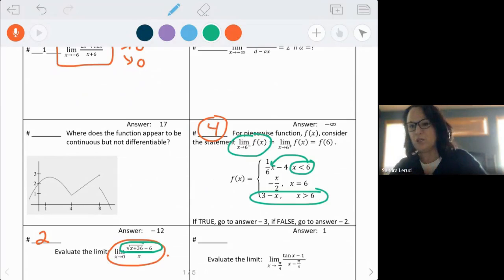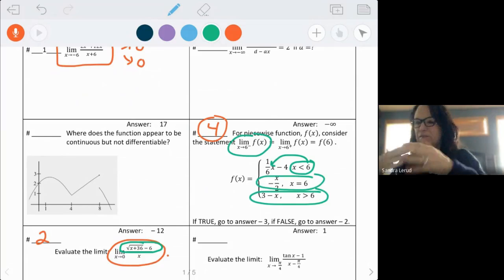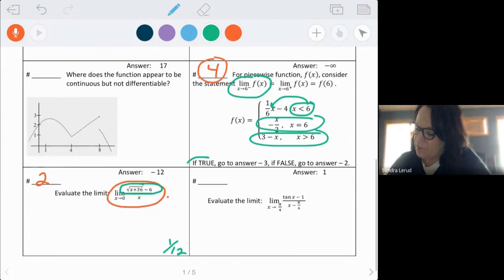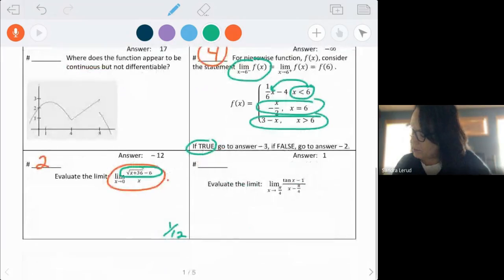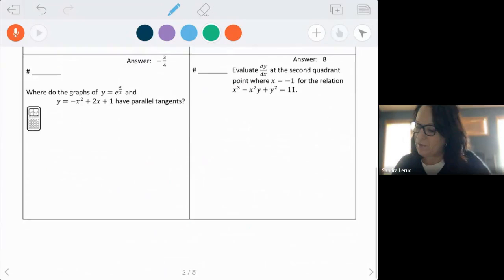You plug it in again, you supply the work, and then we have to see what happens at 6, which would be plugging a 6 into this one. If they are all equal, the function is continuous. And for that one, they were. So again, you're supplying work here as I guide you through. So that one is, if true, go to answer of -3. So let's go make sure that's not on this page so I don't miss it. And that'll be our number 5.